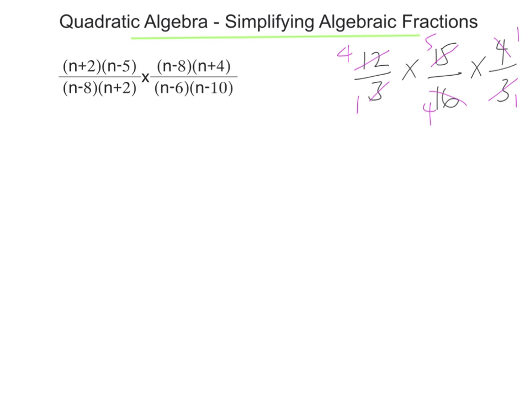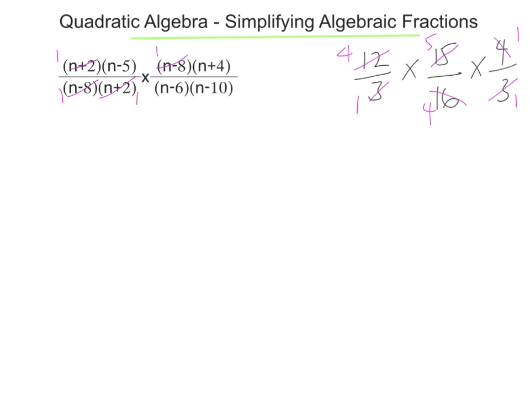So if you notice on the one on the left, with all the algebra in it, there is an n minus 8 on the top and an n minus 8 on the bottom. So I can cancel those. N minus 8 goes into n minus 8 one time, n minus 8 goes into n minus 8 one time. I can also do the same thing with n plus 2 and n plus 2. They go into each other once. There are no other things that are the same on the top and the bottom.